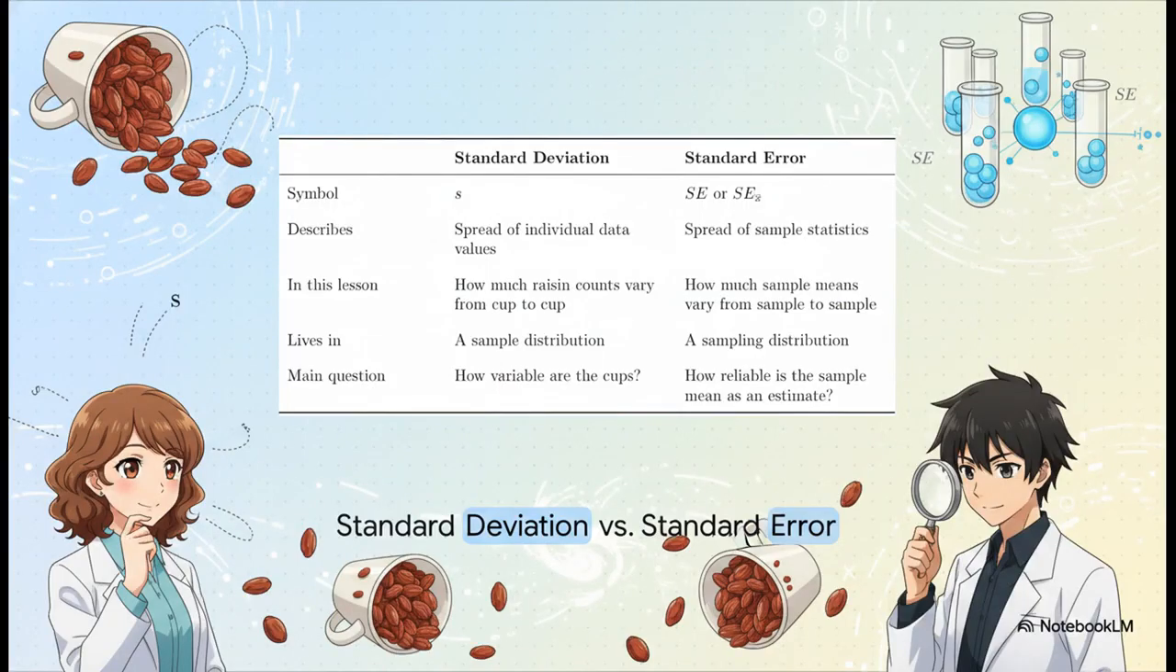Putting these two concepts head-to-head is absolutely vital for true statistical literacy. Listen, standard deviation lives in a sample distribution. It asks, hey, how variable are these individual cups? Standard error, on the other hand, lives in a sampling distribution. It asks, how reliable is this sample mean as an estimate of the truth? So one measures the actual things and the other measures the statistics.